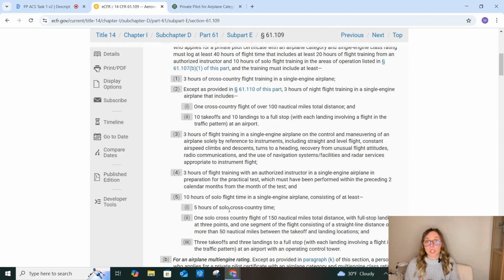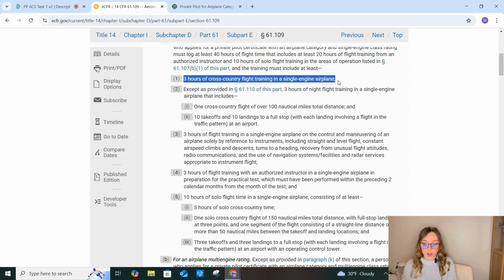However, in terms of requirements, what the FAA is requiring you to do is 3 hours of cross-country flight training in a single-engine airplane. So that is 3 hours of cross-country flight training that can be done with an instructor. So, 3 hours cross-country.